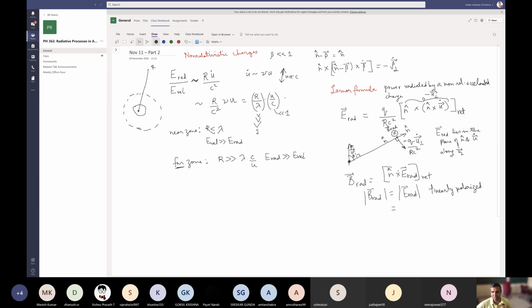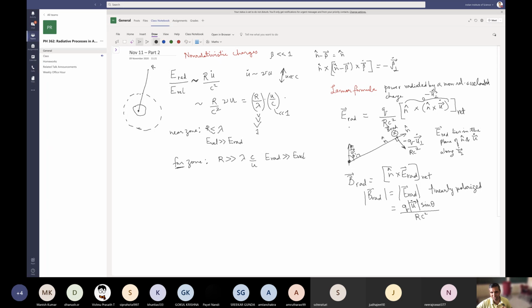So we can actually calculate this. The absolute value of this would be Q u dot, let's just take the absolute value. This is just the acceleration, and u perp dot will be just u dot sine theta. Absolute value of that by R c squared. So the magnitude of your field is just Q times acceleration times sine theta by R c squared.